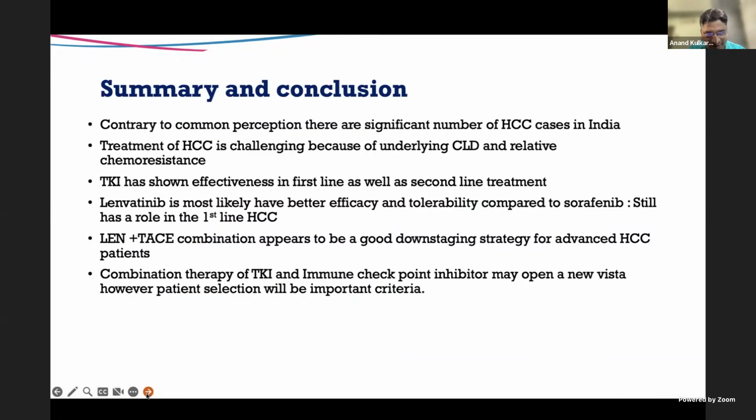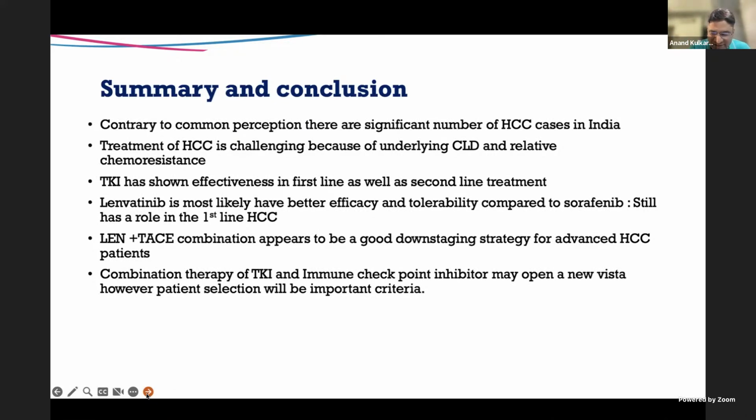Summary and conclusion: contrary to the common perception, there are a significant number of HCC cases in India. We know that treatment of HCC is challenging because of the underlying CLD and the relative chemo resistance, and the timing of presentation of these individuals is quite late. Tyrosine kinase inhibitors have been shown to be quite effective as first-line therapy as well as second-line therapy, although I did not discuss second-line therapy in the current slides. Lenvatinib most likely has better efficacy and tolerability and can be considered as a first-line therapy.